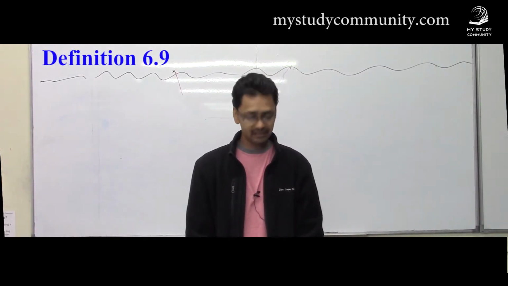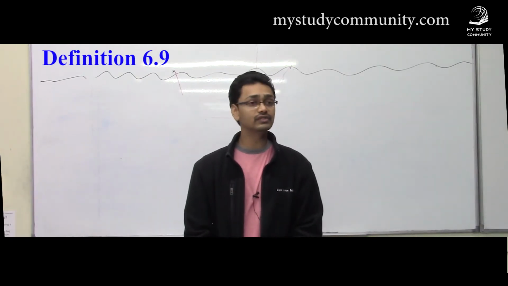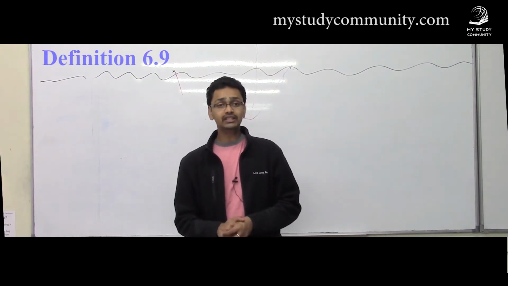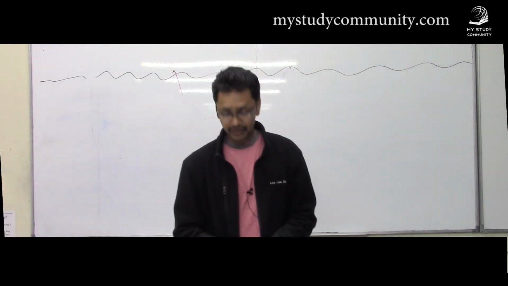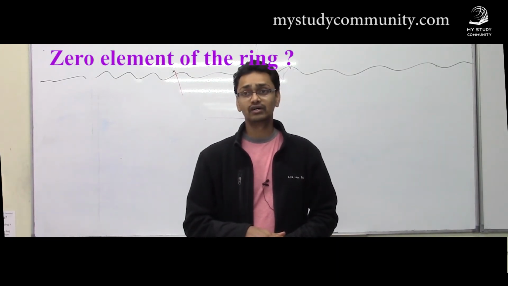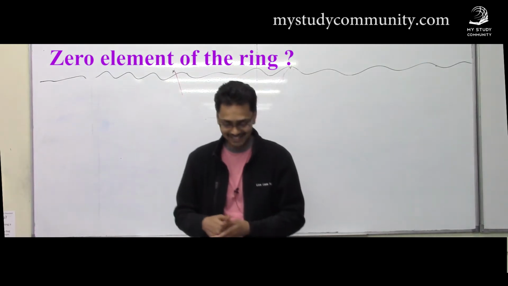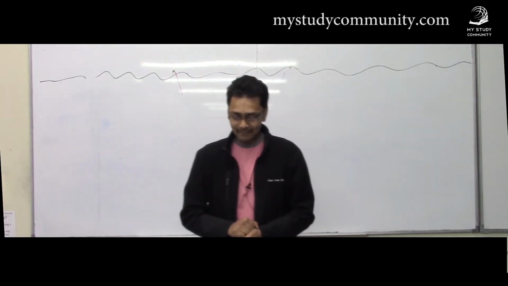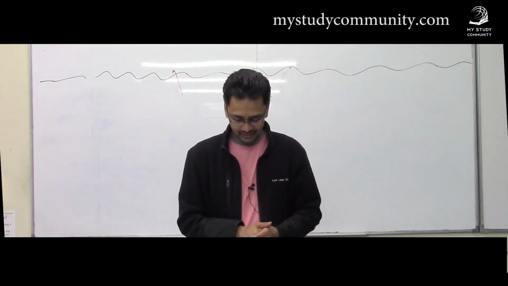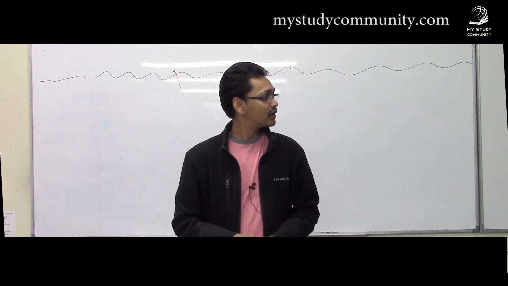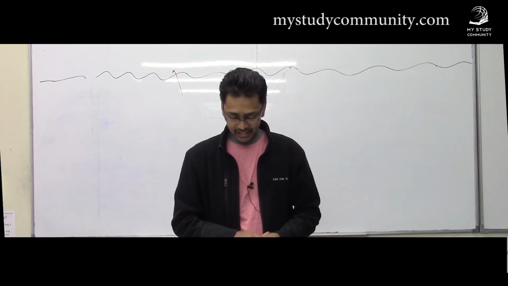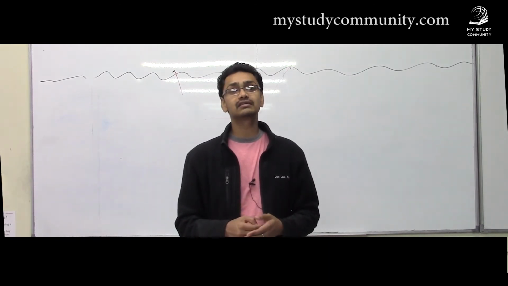Definition 6.9. This is an important definition, very important, so please pay attention. An element A which is not equal to 0, the zero element of the ring. You all remember what the zero element of the ring is? What is the zero element of the ring? Well done. Identity under addition. Of a ring is called a zero divisor if there exists another non-zero element of the ring, called B, such that AB equals 0.